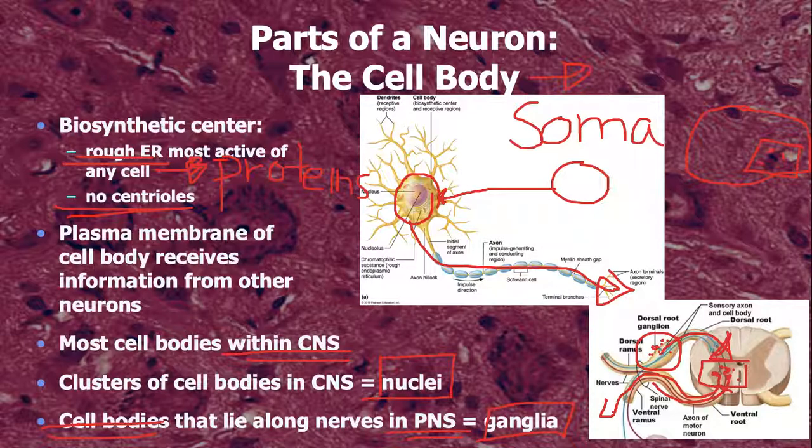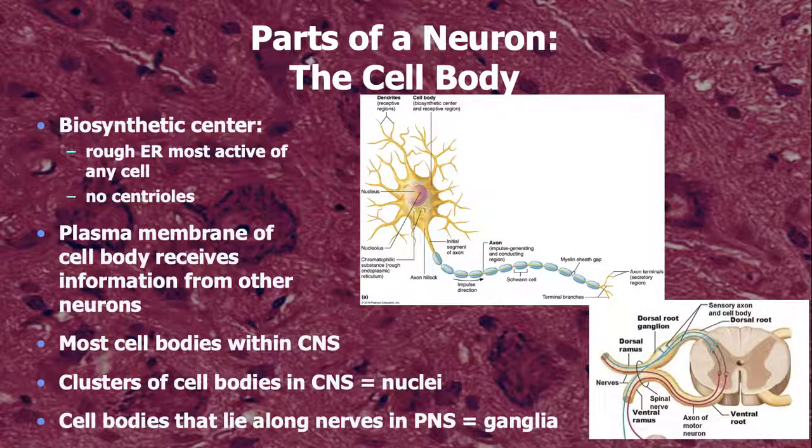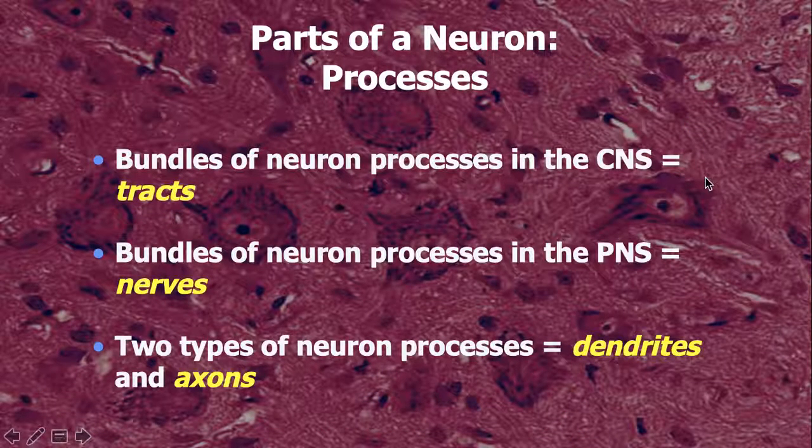Okay. Now, we've got that cell body. Now we're going to look at the extensions. Again, we're going to look at collections of those extensions. So first, bundles of neuron processes in the central nervous system is called a tract. When you did your sheep brain dissection and you cut it straight down the middle, you cut through the corpus callosum. The corpus callosum is one of these tracts. It's a collection of axons that span between the right and left hemisphere, so it connects the two places together. So it's a tract in the central nervous system.